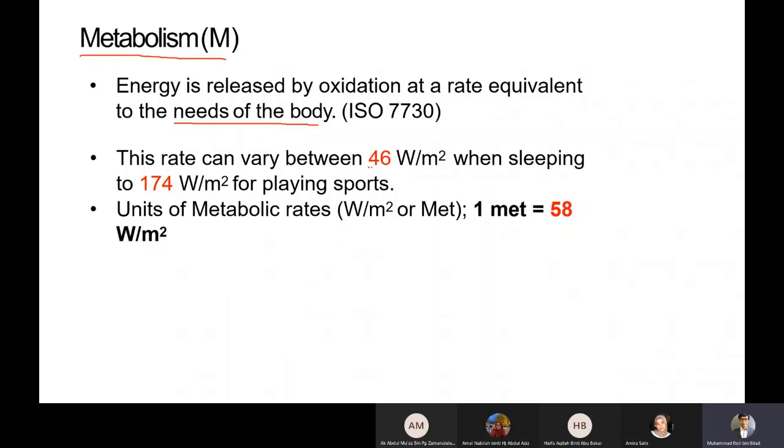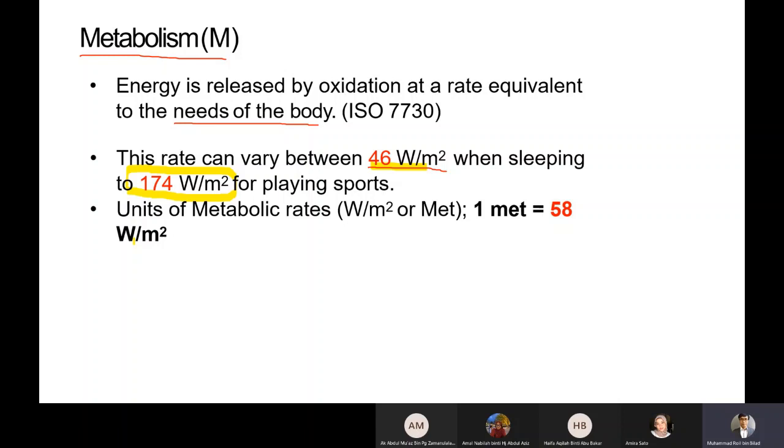It is between 46 and 174, and the unit is watt per square meter. So this is joule per second, per square meter of the surface area of human body. Okay, you want to remember this well: 46, 174. People make it a little bit easier by using a different unit, which is MET. So 1 MET equals 58 watt per square meter.